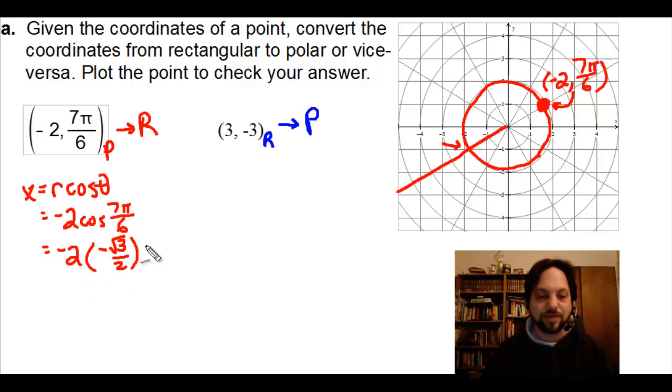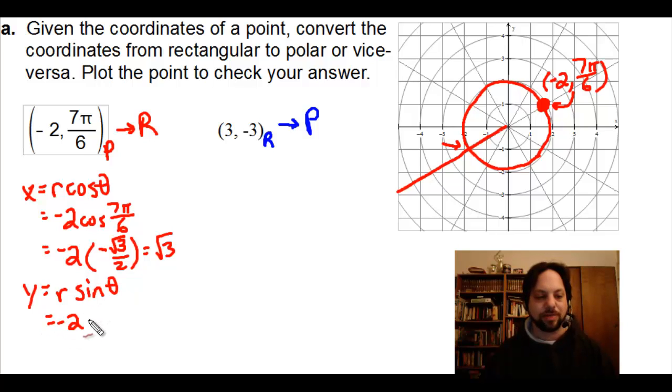So there's my x value, and in fact, if I simplify this a little bit, I'm just going to get square root of 3. Interestingly, square root of 3 is just a little bit short of 2, which I can tell on my graph. So if we want to find our y value, y is going to be r sine of theta. And of course, if I just fill in the values I know now, that would be negative 2 times the sine of 7 pi over 6.